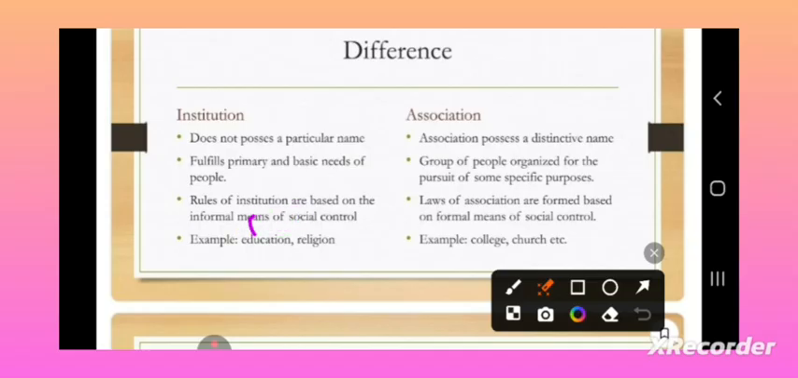Rules. In an institution, rules are based on informal means of social control. Example: customs, folkways. In an association, laws are formed based on formal means of social control. Example: written rules and laws. Institution, example: education, religion. Association, example: college, church, etc. The church building or organization is the association, while religion is the institution.